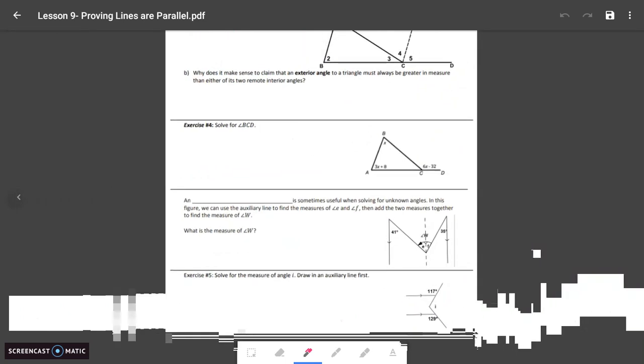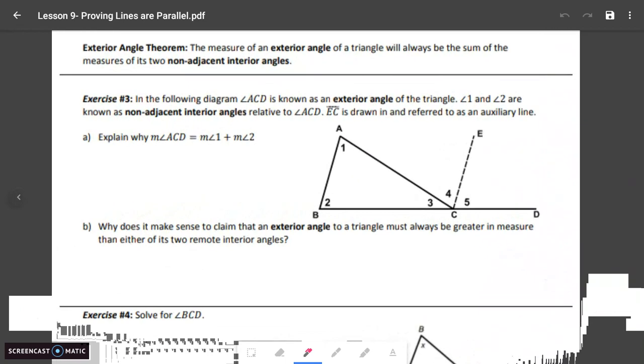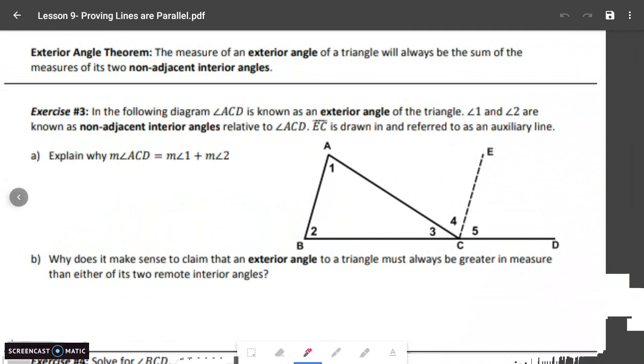One other thing we can get from parallel lines is the exterior angle theorem. That tells us that an exterior angle of a triangle will always be the sum of the measures of its 2 non-adjacent angles. What I mean by that is in exercise 3, we're given that ACD is the exterior angle. So that's just the angle outside of the triangle. Inside, we have angles 1 and 2 are the non-adjacent because adjacent means next to. So they're not next to it. The angle that's next to it would be 3.